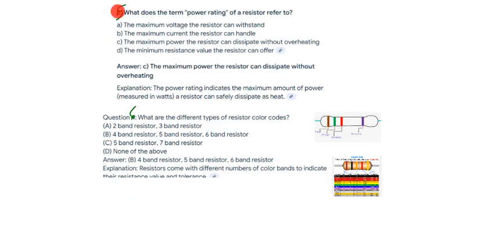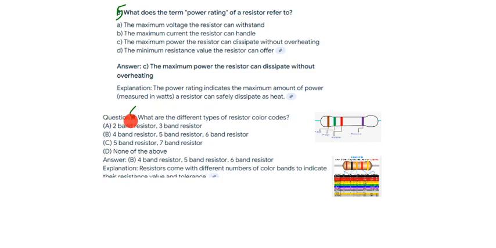Question number 5. What does the term power rating of a resistor refer to? The maximum voltage the resistor can withstand. The maximum current the resistor can handle. The maximum power the resistor can dissipate without overheating. The minimum resistance the resistor can offer. Answer is option C. Power rating indicates the maximum amount of power, measured in watts, a resistor can safely dissipate as heat.